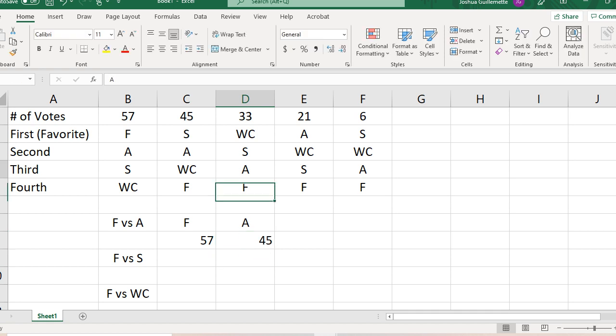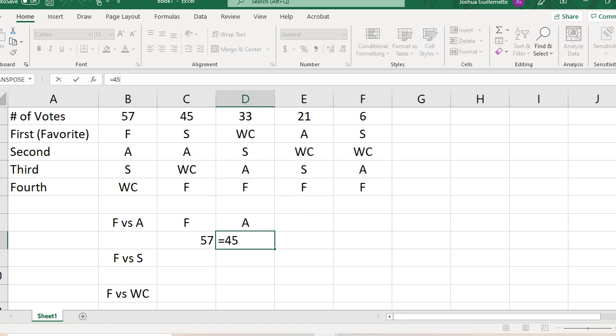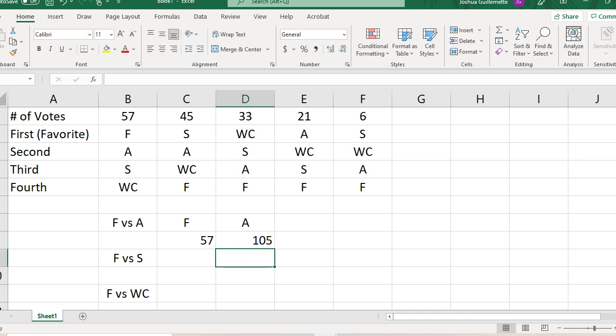All right. We see Arrow wins again, 33 votes. So I'm just going to add 33. Okay. Now, Arrow wins again, 21 votes versus Flash. So we're going to add 21. All right. And then Arrow wins this last column of 6. Arrow wins over Flash the 6 votes. So I'm going to add 6. There we go. So actually Arrow wins this one.